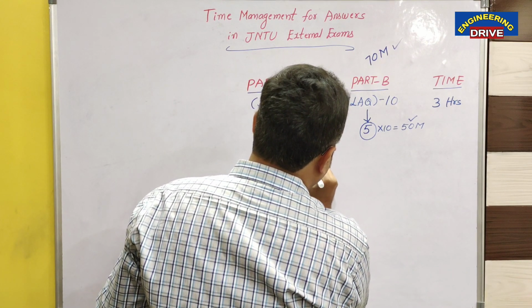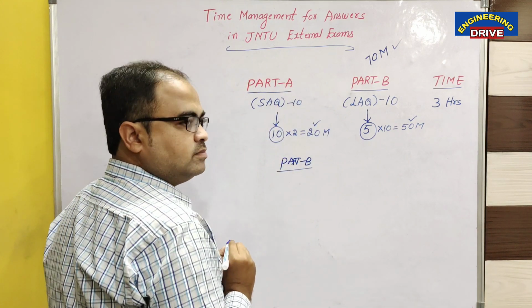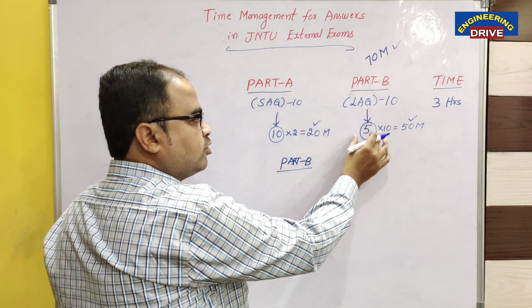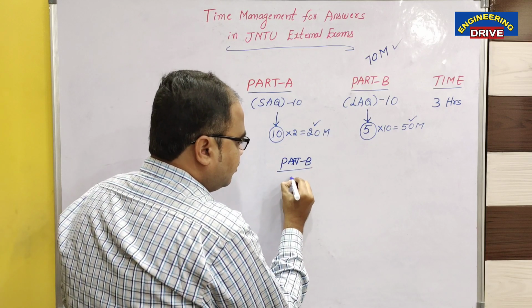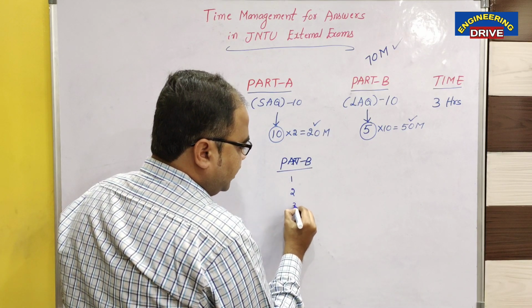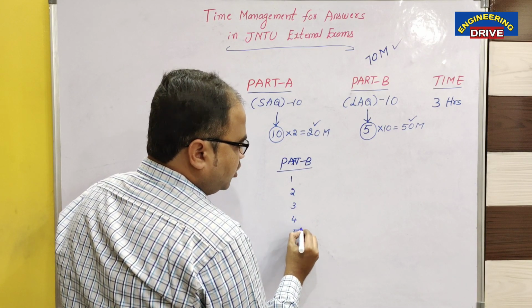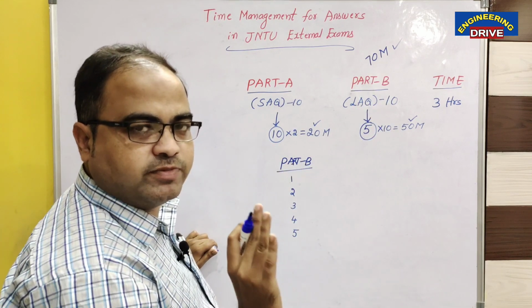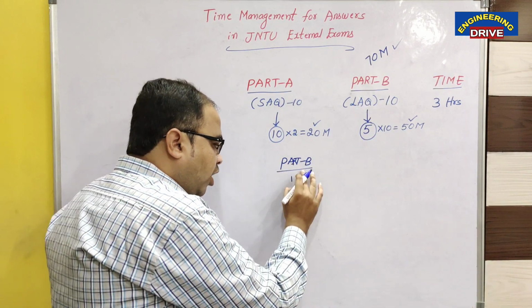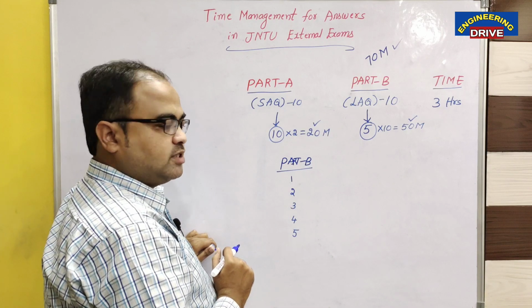Okay, always start with part B. How many long answer questions do you need to write? 5. 1, 2, 3, 4, 5. Out of 10, 5 you need to write, which is mandatory. Now, how will you divide the time for these 5 long answer questions?